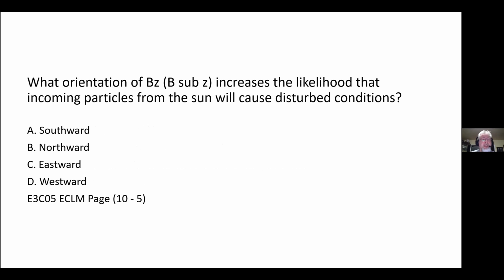What orientation of B sub Z increases the likelihood that incoming particles from the sun will cause disturbed conditions? A, southward, B, northward, C, eastward, or D, westward. Alpha is correct, southward.